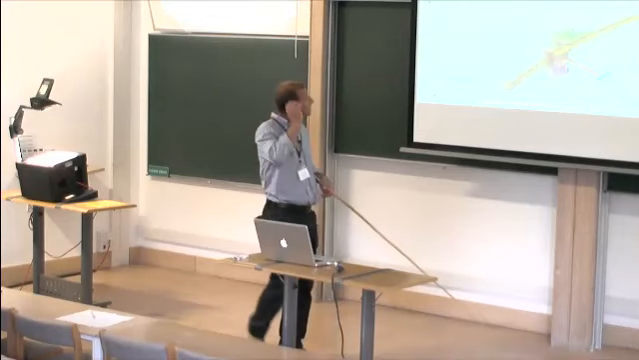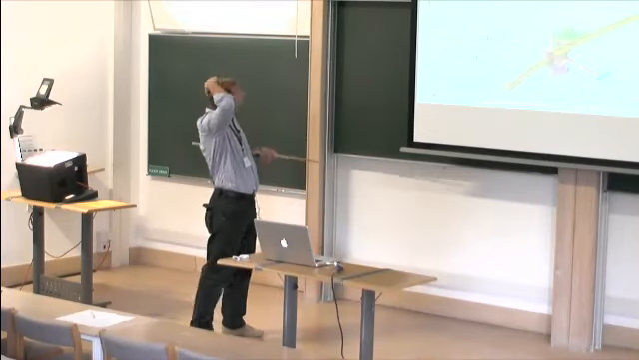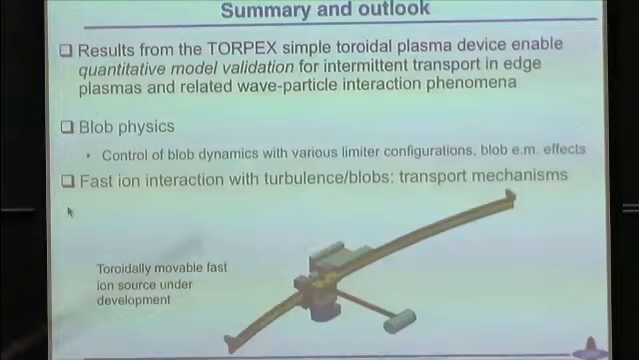So let me summarize and say a few words about what we're going to do next. I don't summarize all the results. I just say that I hope I convince you that these results from the simple plasma device, in this case toroidal, but it's true also for the linear one, enable quantitative model validation for intermediate transport, in this case, in H plasmas, and the related wave particle interaction phenomena. So in green is what we're going to do next.